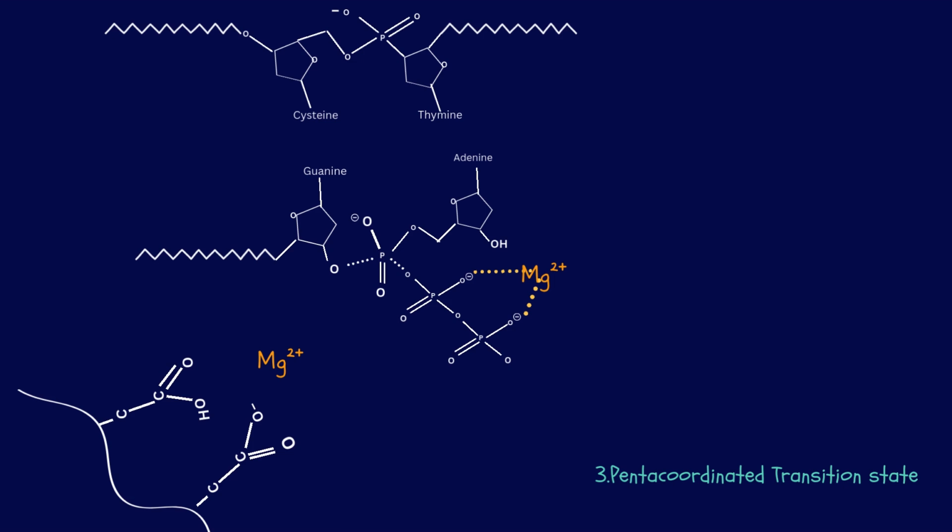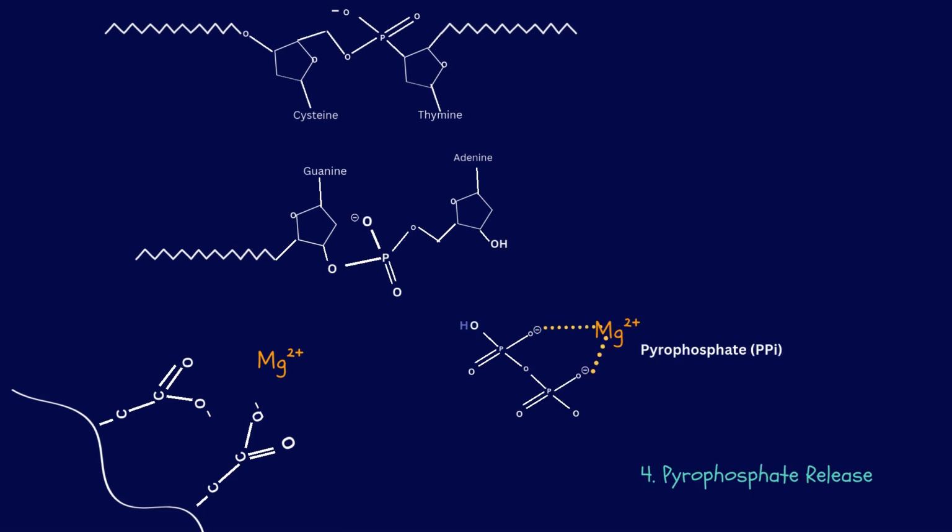The penta-coordinated structure collapses, forming a new phosphodiester bond between the 3' OH of the existing strand and the 5' phosphate of the incoming nucleotide. Coordination with the second divalent metal ion like Mg2+ stabilizes this release, driving the reaction forward. Thus, the energy for this reaction comes from the hydrolysis of the triphosphate group, releasing pyrophosphate, the leaving group.